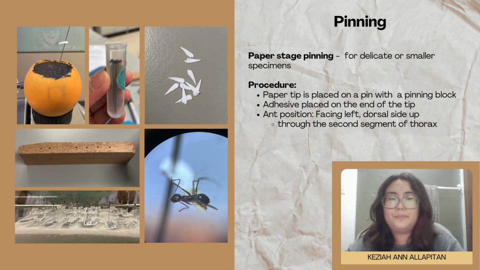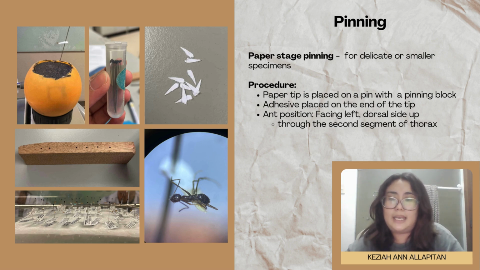of the paper tip. The ant was positioned with the probe placed just slightly to the right of its midline, specifically through the second segment of the thorax, ensuring the body was securely attached to the paper tip without damaging key structures. This method preserved the specimen's integrity and prevented damage, ensuring it was suitable for long-term study.